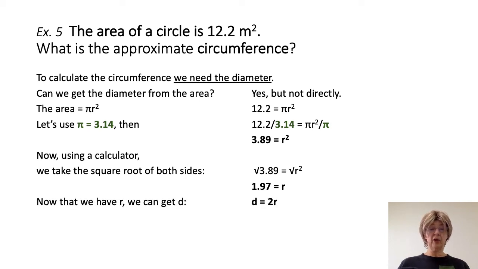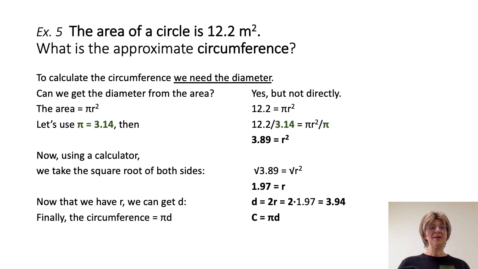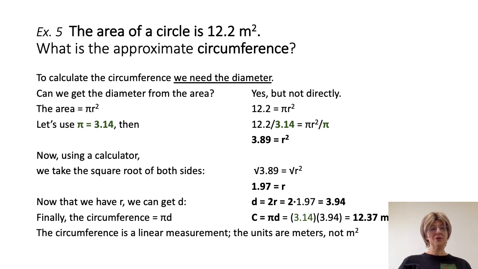So now that we have r, we can get d, which is 2 times r, or 2 times 1.97, or 3.94. And now finally, we can get the circumference, pi times the diameter, 3.14 times 3.94, which is 12.37 meters. Circumference is a linear measurement. The units are meters, not meters squared, so my picture isn't obscuring anything important.